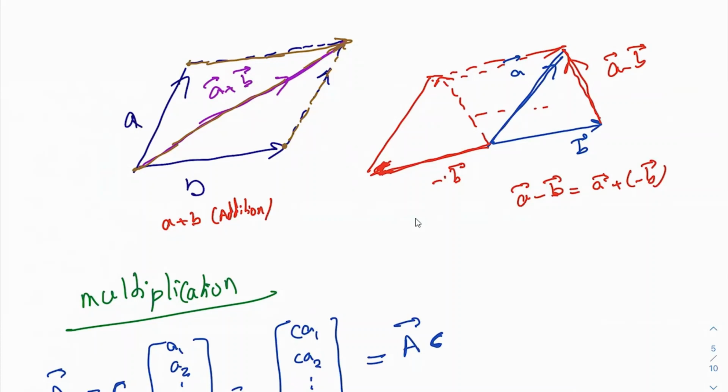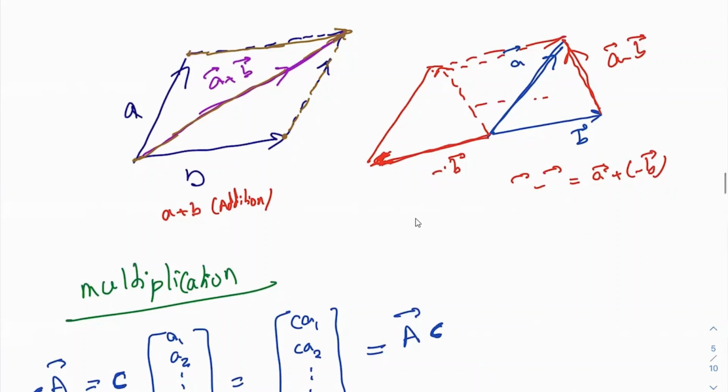For A minus B, you will do the same thing. You just follow the definition. A minus B is nothing but A plus negative B. So if the vector B is this, then negative B is this. Same length. Magnitude is not changing. Only the directionality of the vector is changing.